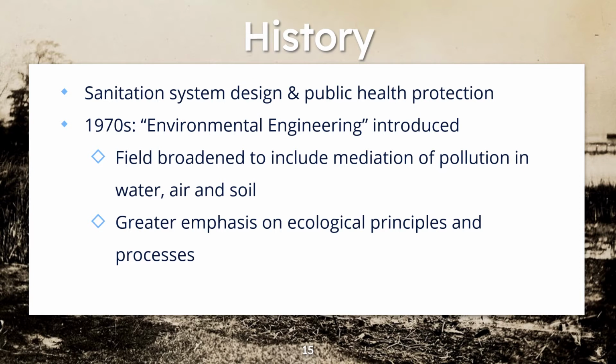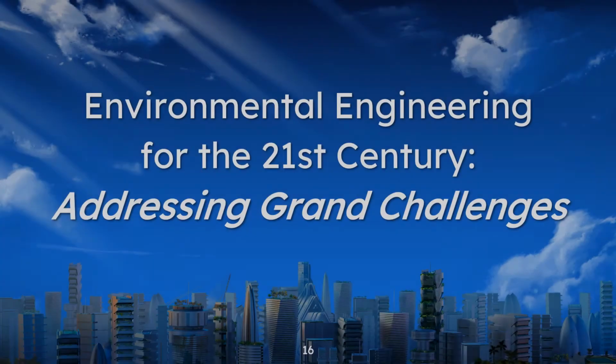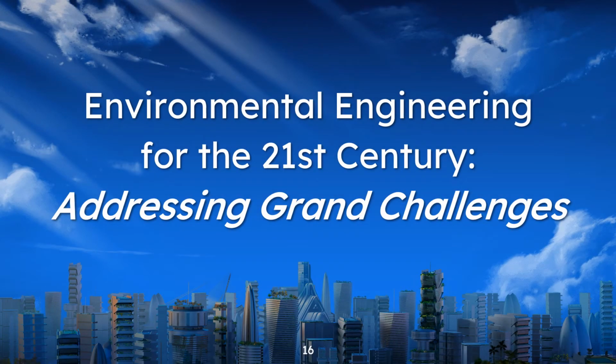In the 1970s, the term environmental engineering was coined as the field broadened to include the mitigation of pollution in air, water, and soil. Around the same time, the field's design approach shifted from a focus on engineered treatment systems towards a greater emphasis on ecological processes and principles. Now, in the 21st century, environmental engineering works to design solutions that protect our planet from negative human activities.